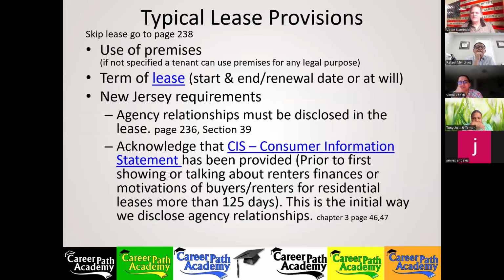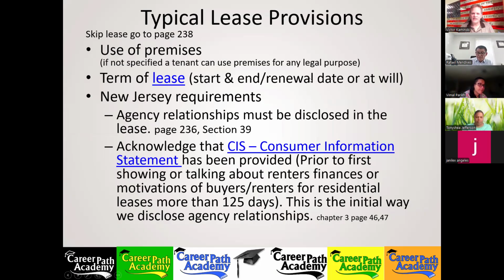All right, so typical lease provisions. What do we put in the leases? The use of the premises, what purpose it can be used for. Well, it's residential, but on commercial leases, we're not the ones writing up those leases, but if it's not specified in the lease what purpose the tenant can or cannot use the premises for, then they could use it for any legal purpose.